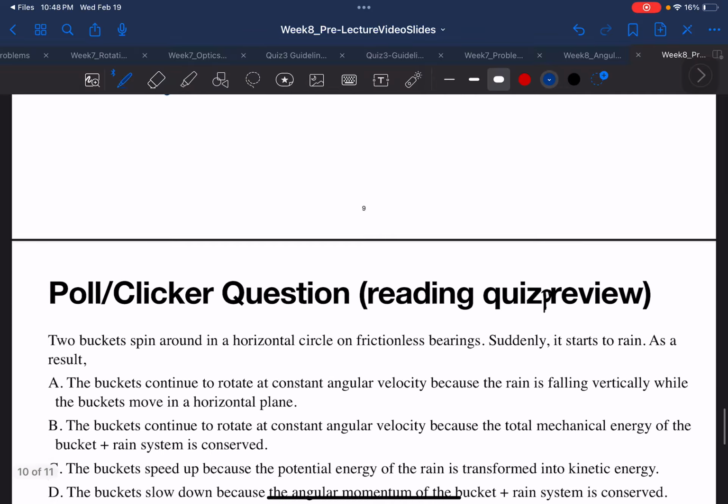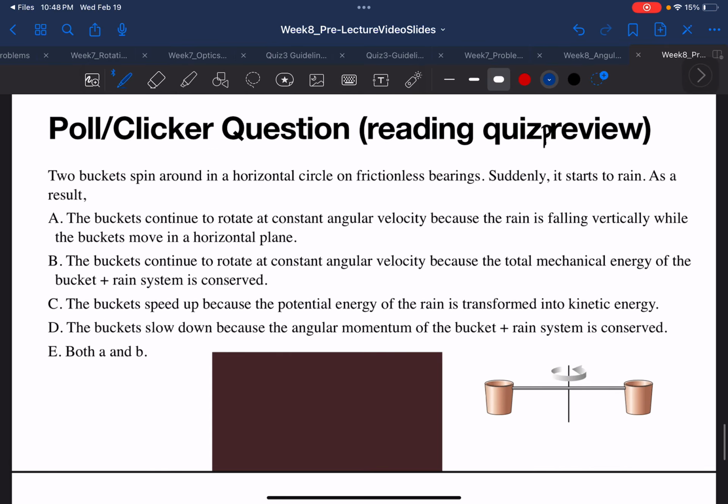Let's look at an example. So here, this is a preview to one of your quiz questions, actually, for the reading quiz. And the question says we have two buckets that are spinning around in a horizontal circle on a frictionless bearing. So they're spinning about this axis. Suddenly it starts to rain. As a result, what's going to happen?